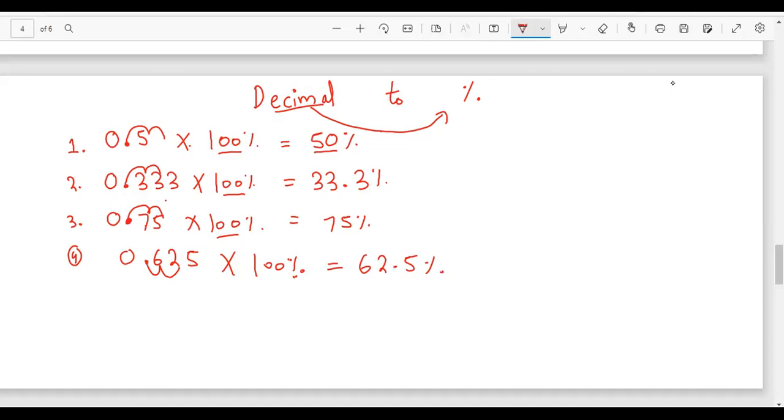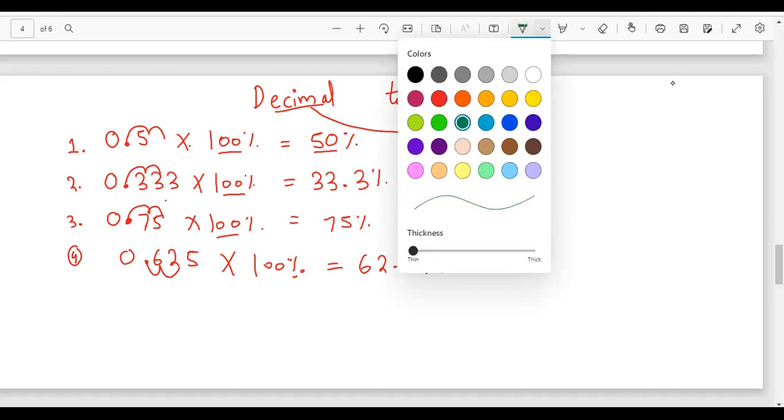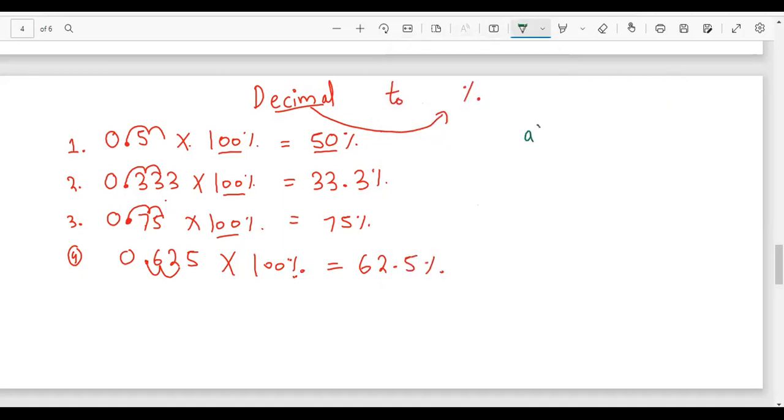That is it. Okay, now I'll write down 3 questions for your practice. Please do them right now. Part A is 0.525. Part B is 0.666 and part C is 0.78. Please quickly convert these decimal numbers to percentages. It's easy. I'm telling you one last time, in order to convert any fraction or any decimal to percentage, just multiply it by 100%. That is it.